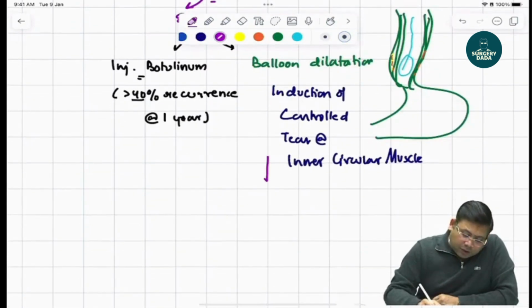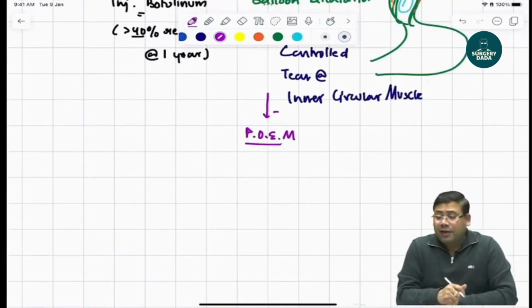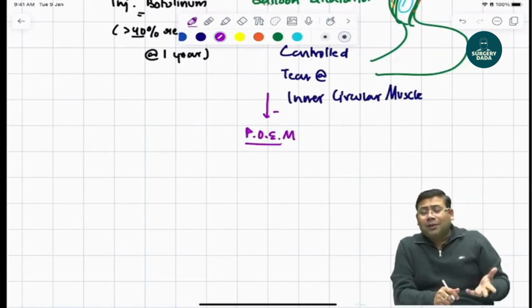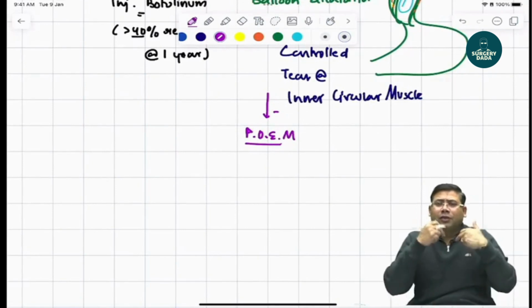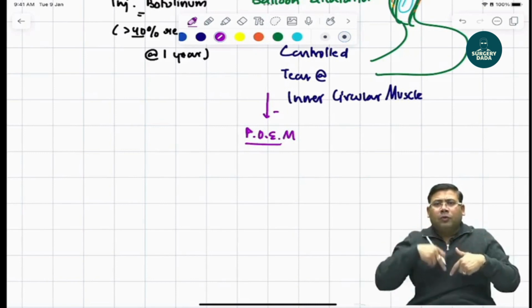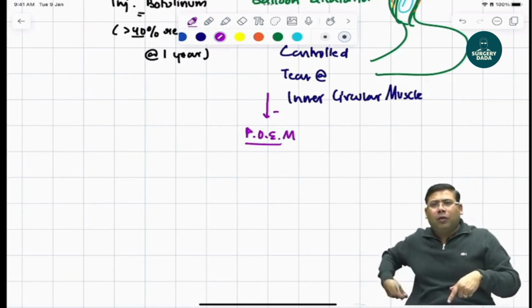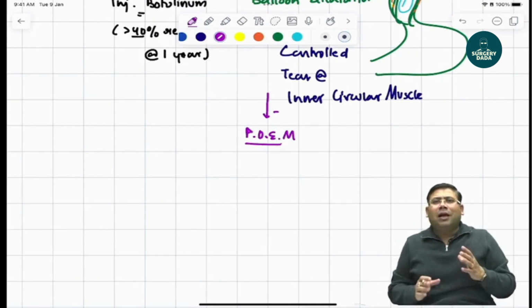Students, the patient who fails this, you advise them for POEM. What is POEM, students? It is a third space endoscopy. What do you mean by third space endoscopy? First space is the natural lumen, like the esophagus, going into the stomach, going into the intestine, or going for a colonoscopy. All these are natural lumens.